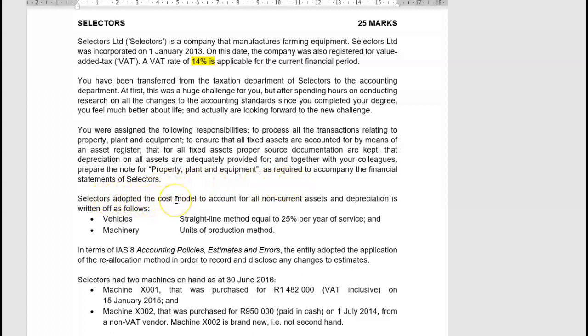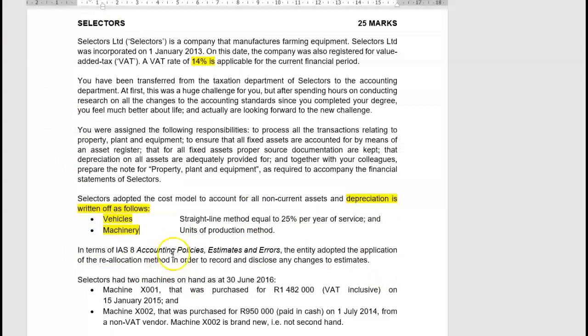Selectors adopted the cost model to account for all non-current assets, and depreciation is written off as follows. On vehicles, the straight-line method equal to 25% per annum on the year of service, and on machinery, the units of production method.